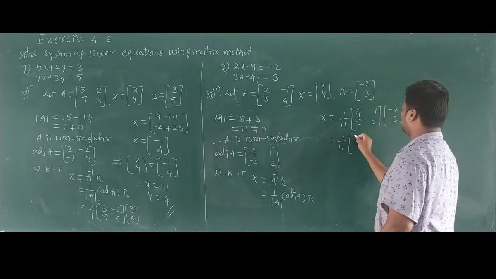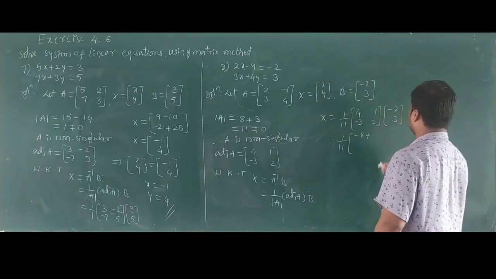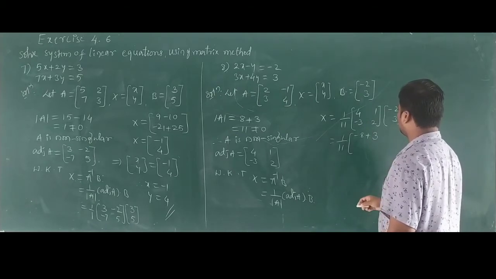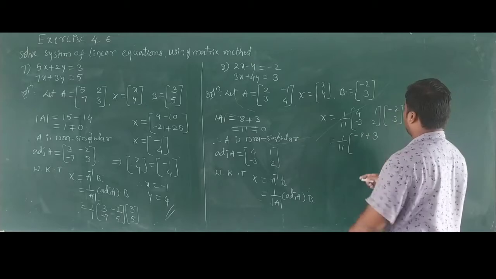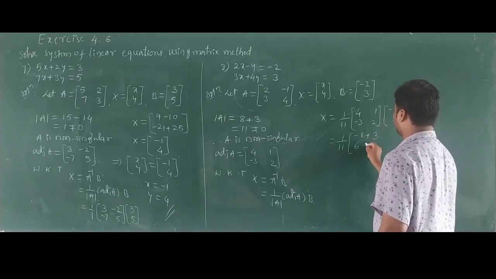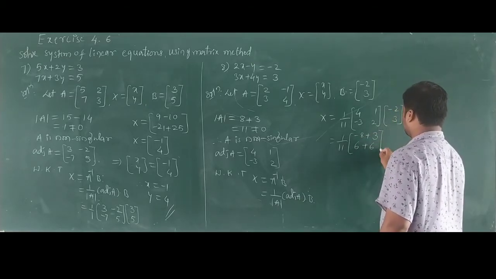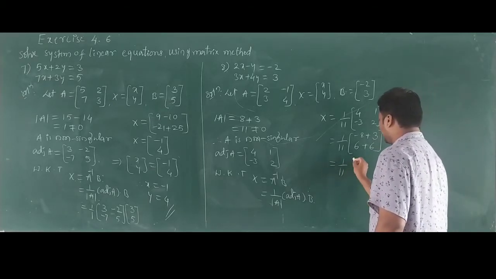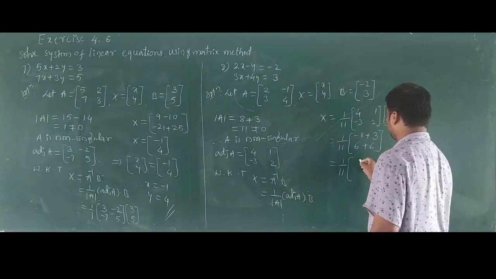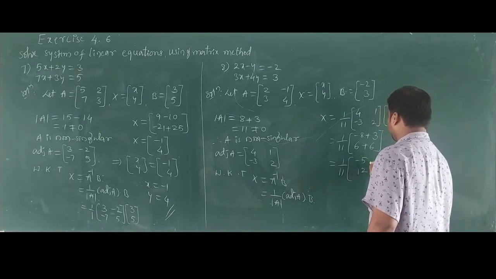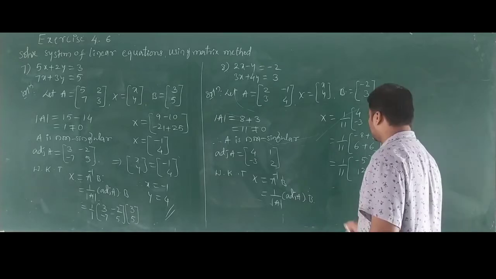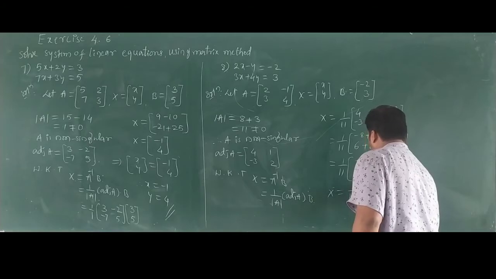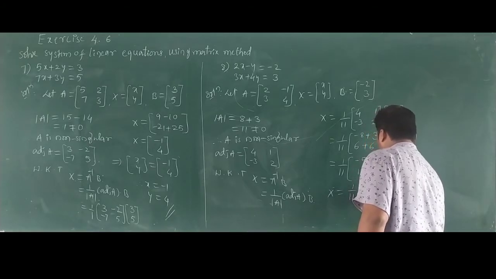4 into minus 2, this is minus 8 plus 3 into 1 into 3, this is 3. This is 6 plus 6. 1 by 11 into minus 5 plus 12. X equals 1 by 11 into minus 5, 12.